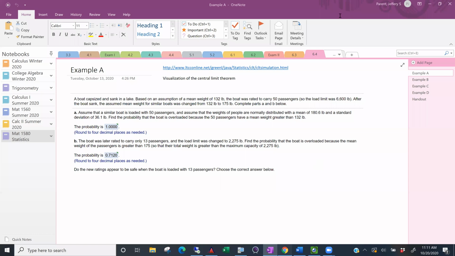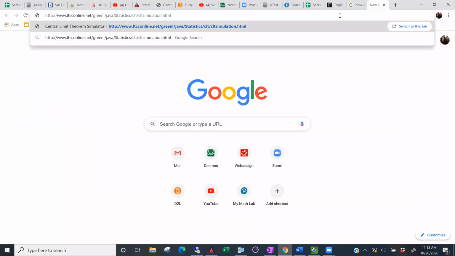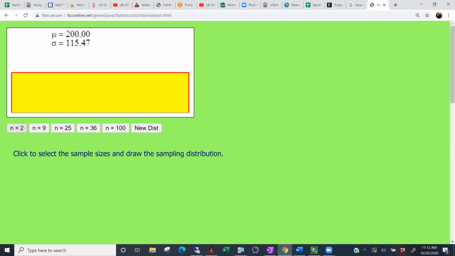So let's just put that one in there. And you should get something that looks like this. Let's start out with a uniform distribution. So when you get here, click the link in the bottom left of this box, and it's going to generate a uniform distribution. It has a mean of 200 and a standard deviation of 115.47.